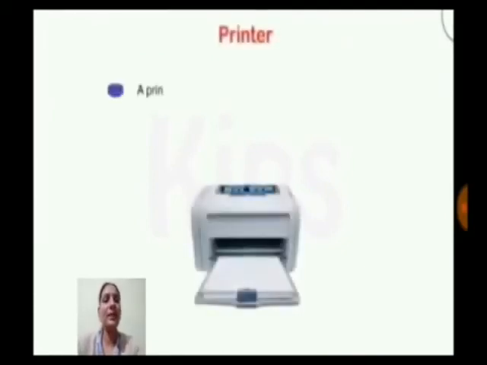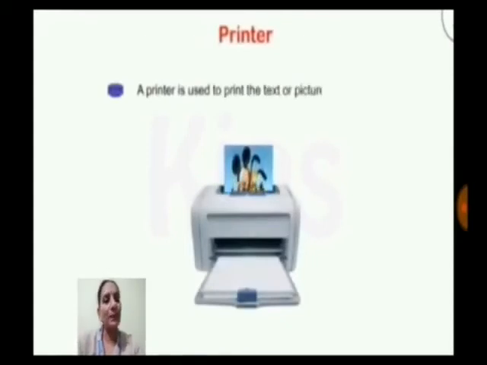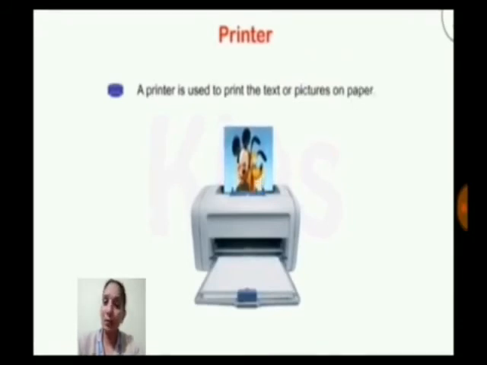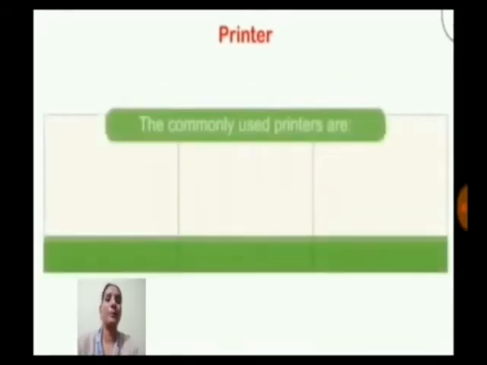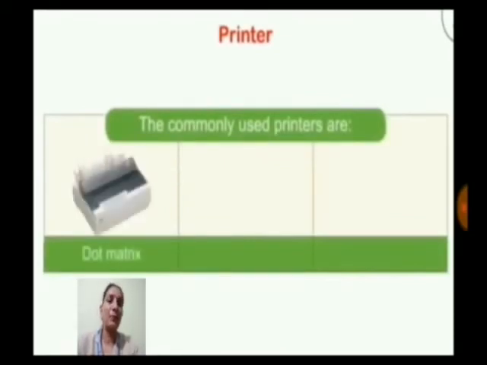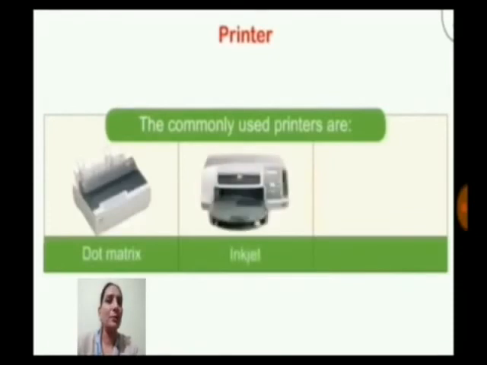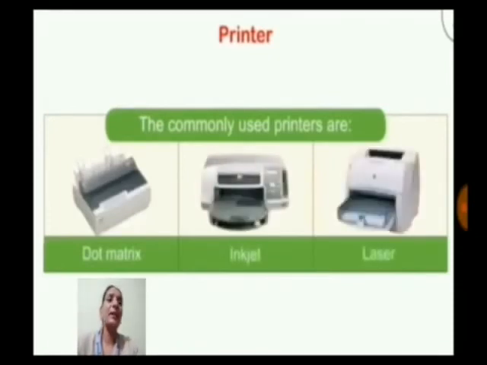First is the printer. A printer is an output device. It is used to print text or pictures on paper. Everything displayed on your monitor screen can be printed out on paper. The printed copy on paper is called a hard copy. The commonly used printers are dot matrix printer, inkjet printer and laser printer.